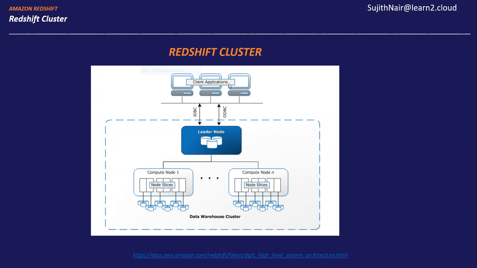So here we have client applications, and you have the leader node, with JDBC and ODBC used to communicate. We have compute nodes, and then node slices which are part of the compute nodes. If you can see here, you have compute node 1 to compute node n, which means we can have one or more compute nodes. And at the bottom here, what you see are disks that work with the compute node.